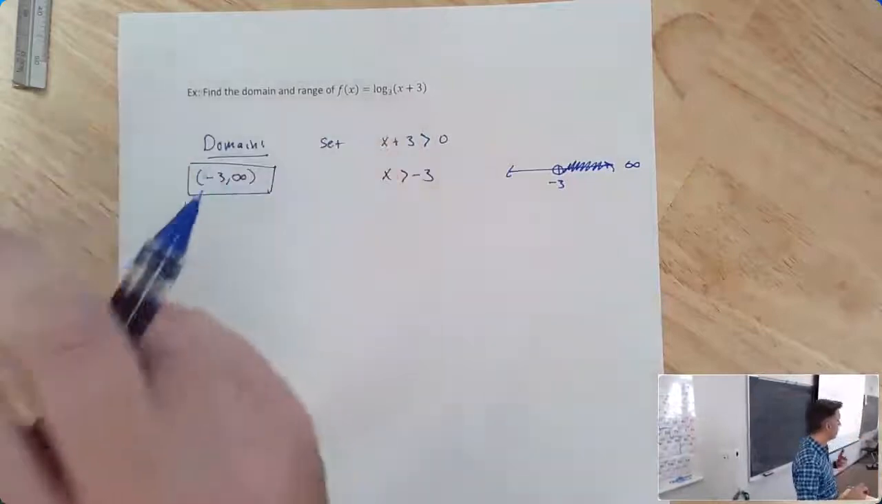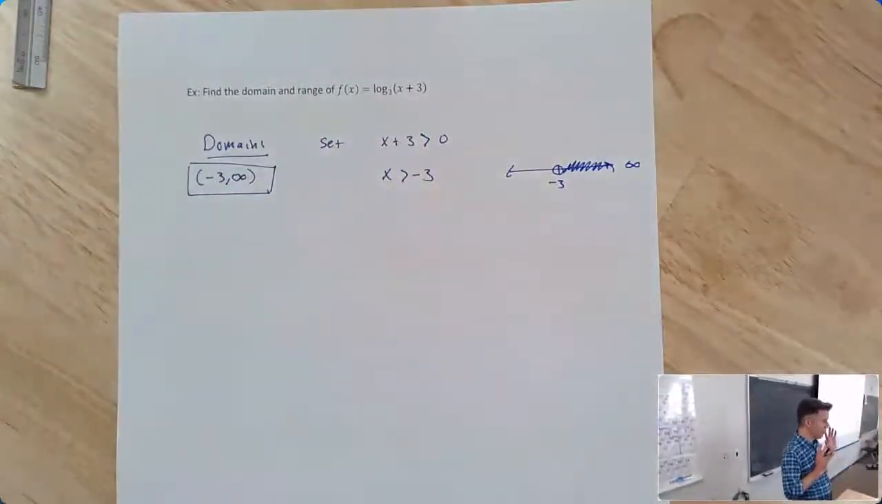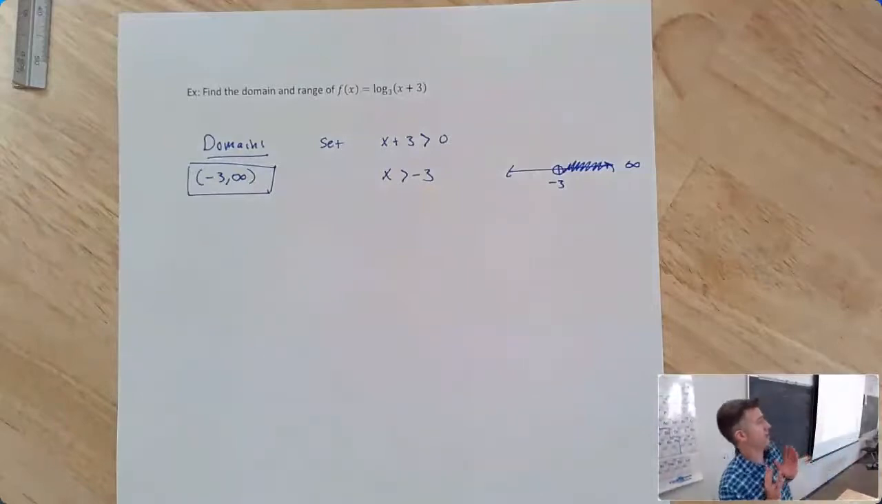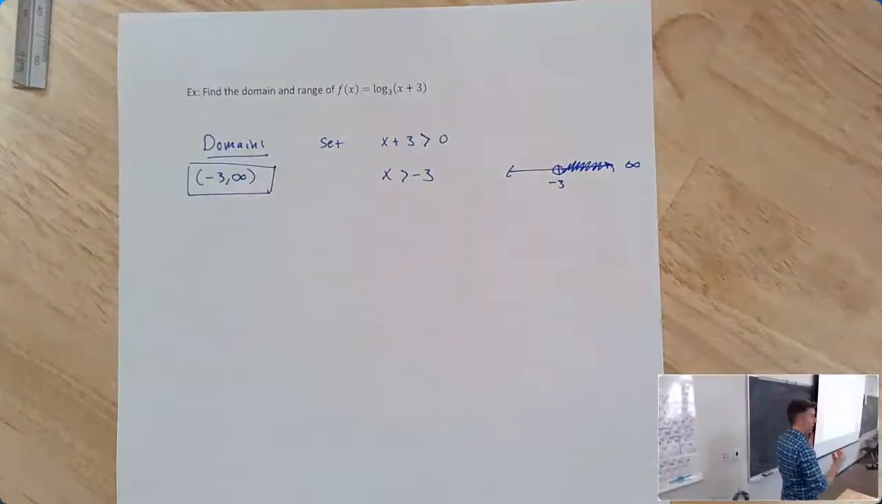If we think about the graph, you're just taking your usual logarithm graph and shifting it 3 to the left. So yeah, we're getting almost to -3, but not quite, and then everything to the right, if you haven't done the other kinds of reflections or shifts. The range here.